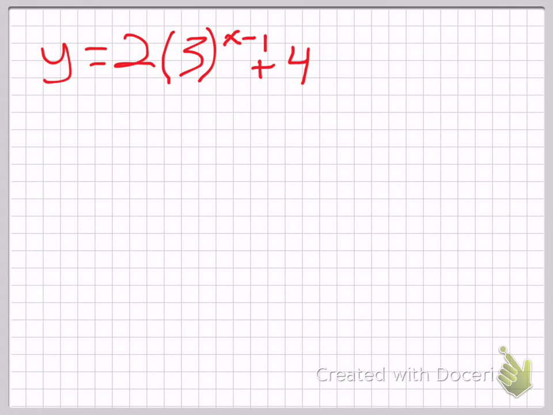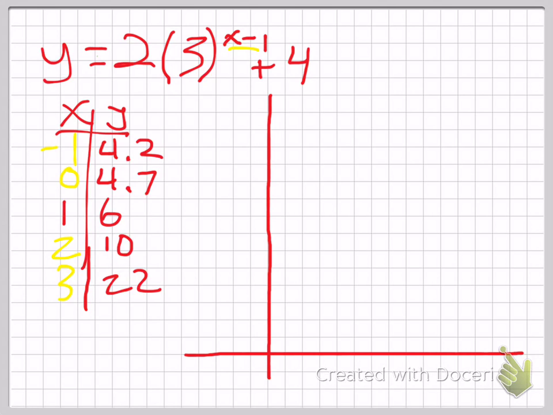Okay, so first we're going to start with this function here, y equals 2 times 3 to the x minus 1 plus 4. We're going to center our xy table at positive 1 because we want to make our exponent 0, so it'll be 1 minus 1. Then we're going to fill in our other values.